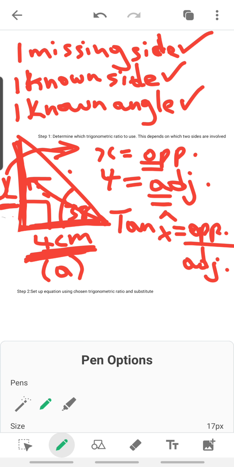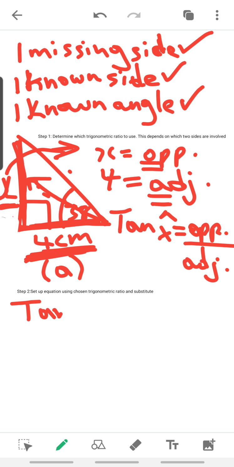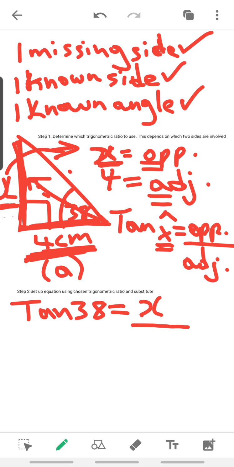We already know that tan of angle x is equal to opposite over adjacent, as we discussed earlier. So all we're going to do is substitute now. We're going to say tan, and we know that the angle is actually the given angle, so the angle is 38 degrees, equal to our opposite side. We know that x is our opposite side, so we say x over, and we know that 4 is our adjacent side, so we have over 4.